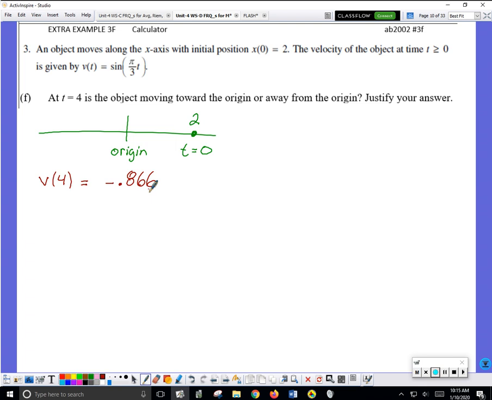So again, the idea is if this is the origin, and at time equal 4, I'm over here somewhere, but my velocity is negative, I'm moving that way, so I'm going away from the origin. Here's the origin again. At time equal 4, if I'm over here somewhere, and my velocity is negative, I'm moving towards the origin. Other questions? So I need to find the position at time equal 4.